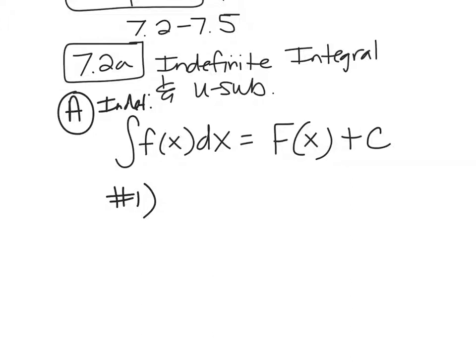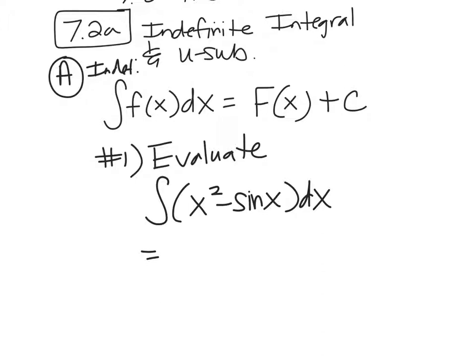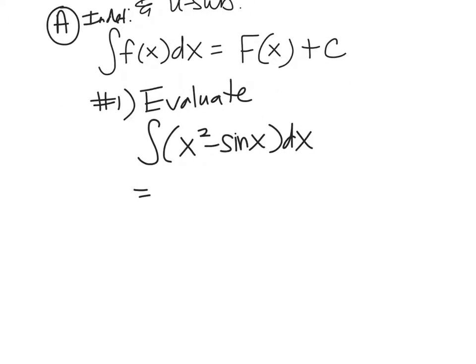All right, so let's do one. Number 1. They're going to say to evaluate. You're not going to get a number answer. You'll get a function answer. So we're going to evaluate the integral of x squared minus sine x dx. There's an infinite amount of answers to this, and the way that we are able to do that is we just write plus c on the end, because the c could be any constant, because the derivative of a constant is just 0. So we're finding the antiderivative. We add 1 and then divide by 3, so we get x cubed over 3.